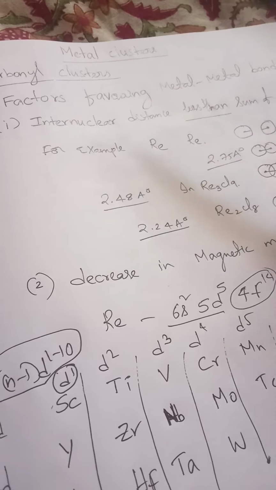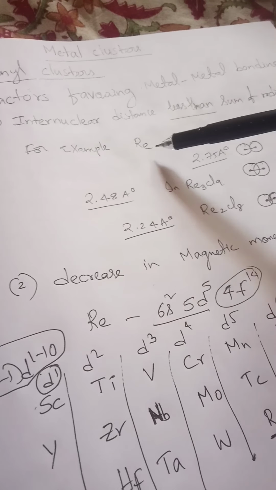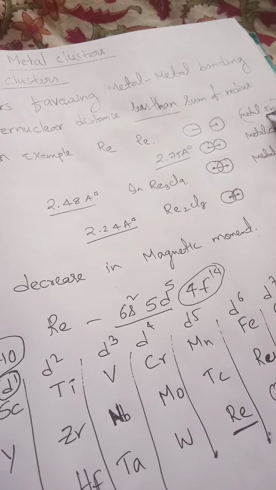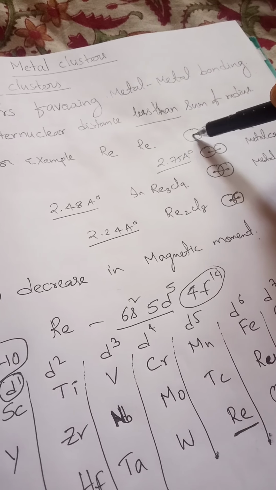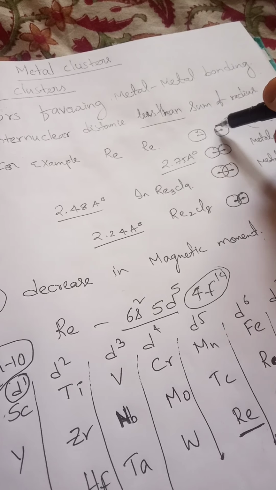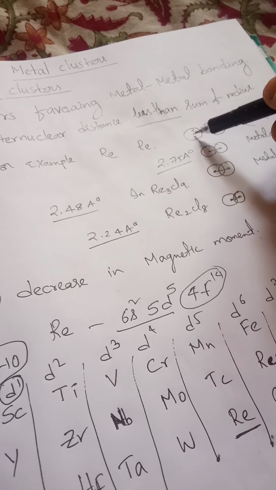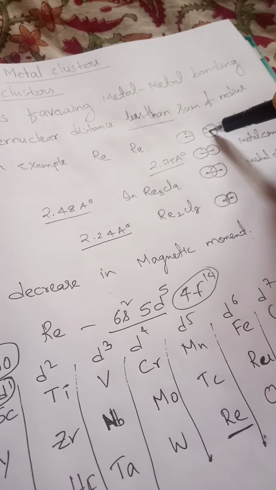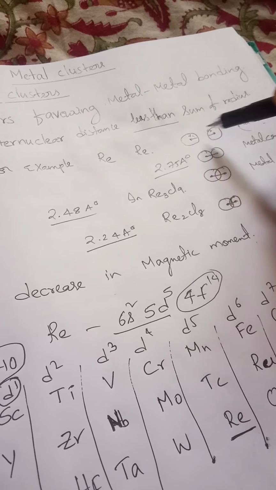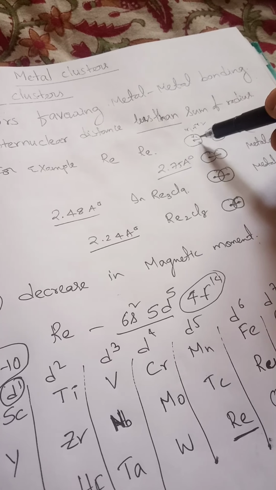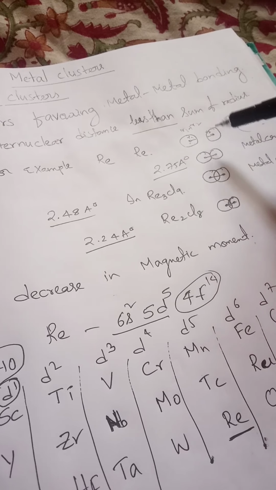How can we explain this? For example, in rhenium metal, take two rhenium atoms in the free state. The internuclear distance means: here one radius is r1, and here the second is r2. The distance from this nucleus to this nucleus is called the internuclear distance. So here r1 plus r2 is more than the internuclear distance.